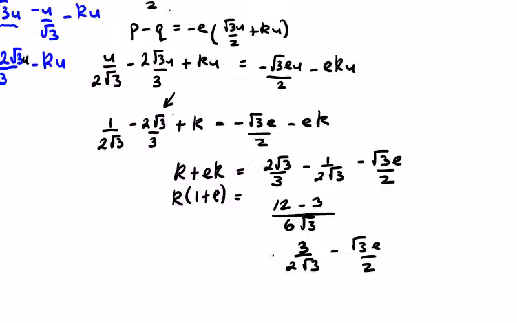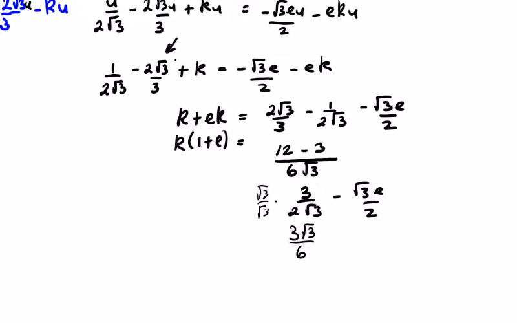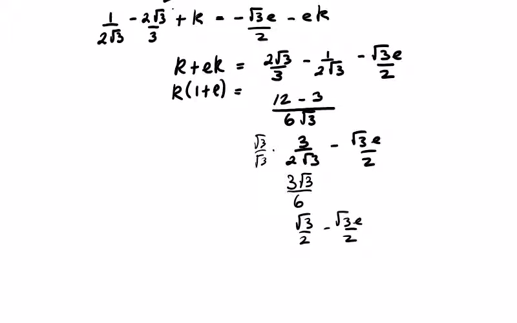And we imagine multiplying this one by root 3 over root 3, we're going to get 3 root 3 on top. And on the bottom we're going to get 2 by root 3, which is 6. And that's equal to root 3 over 2. Just bringing the other one down, minus root 3e over 2. We now have a common factor of root 3 over 2. And that will leave 1 minus e inside the bracket.